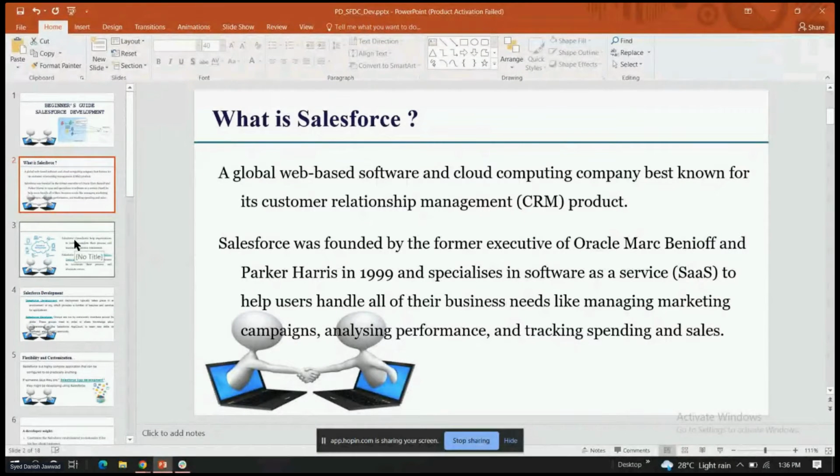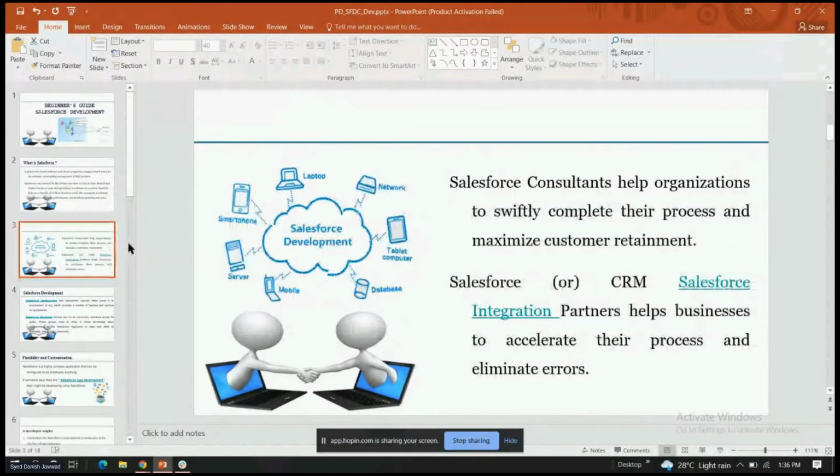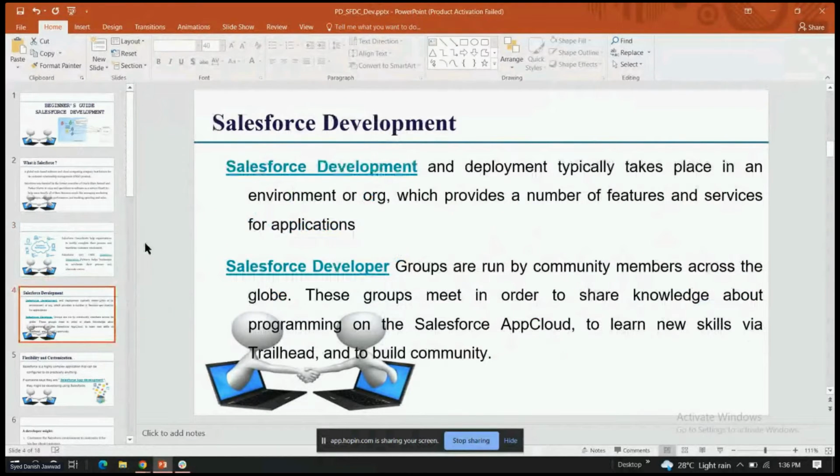You don't need to look at it here. We'll get into the basic information first. Salesforce consultants are there in the market who help organizations swiftly complete their processes and maximize their customer engagement. Salesforce CRM integrations are things that partners use to help businesses accelerate their processes and eliminate the errors they are facing in their CRM, like managing customers and all. As far as Salesforce development and deployment are concerned, they basically take place in an environment or org that is provided by Salesforce.